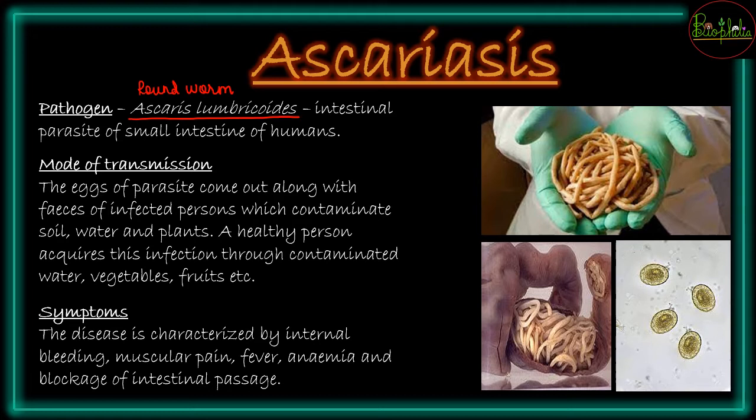So this is a roundworm which is going to be an intestinal parasite, and generally it will be attacking the small intestines. So जैसे ही ये पैथोजन आपके बॉडी में आता है, it is going to cause the disease called Ascariasis. So how does exactly the pathogen enter into your body? So mode of transmission is going to be, the eggs are going to come into your body. The eggs will be coming from the feces of the infected person, and they might be contaminating the soil, they can be contaminating water or even the plants.